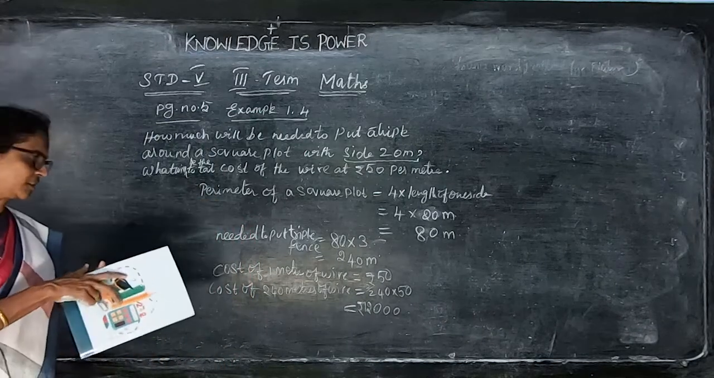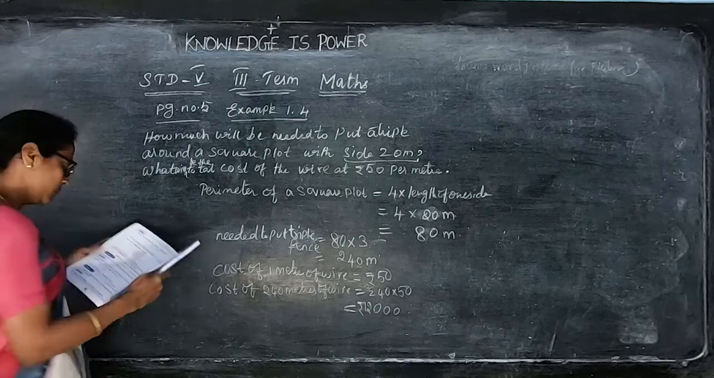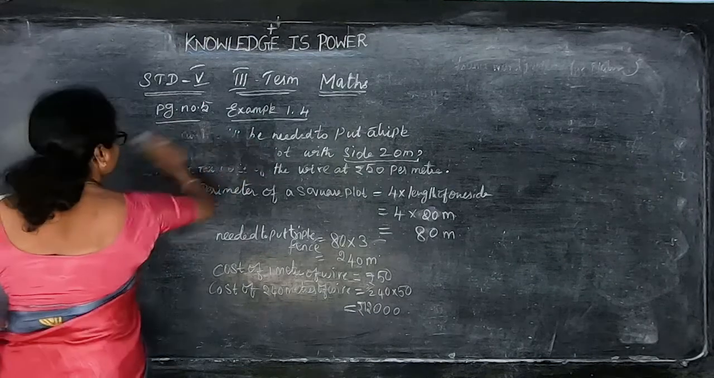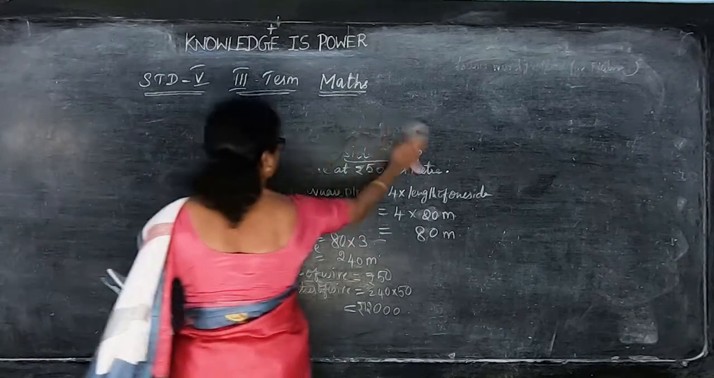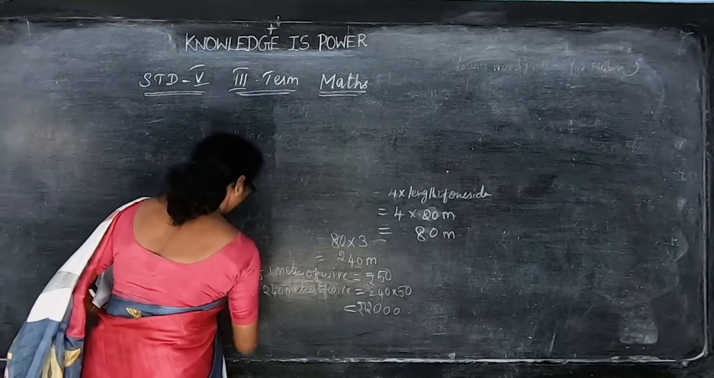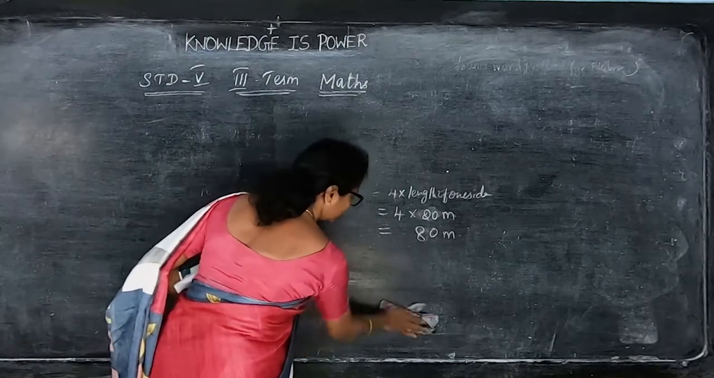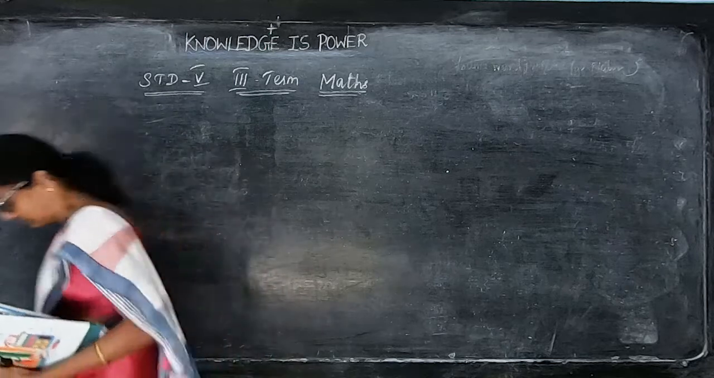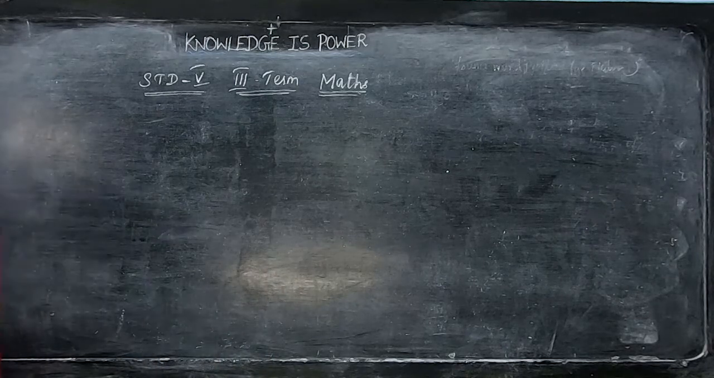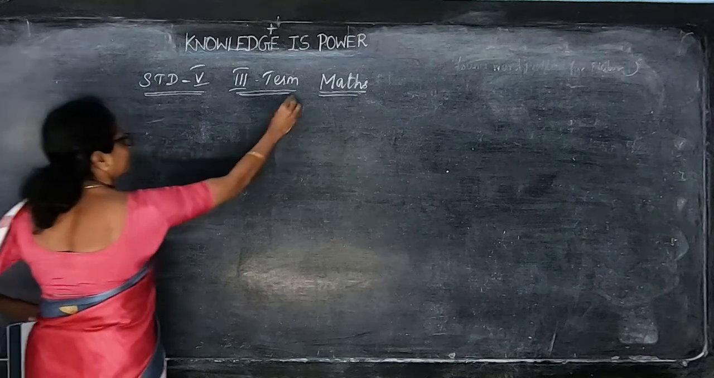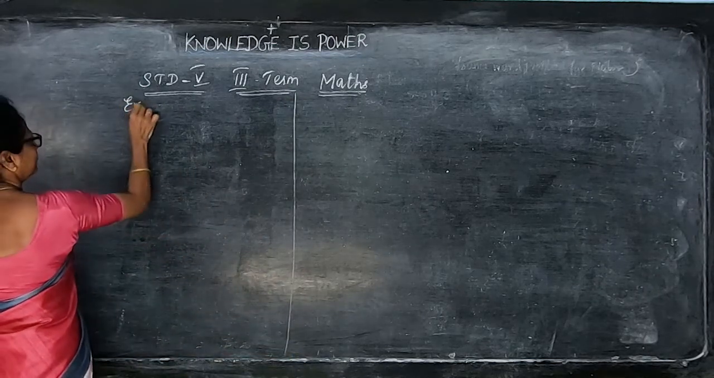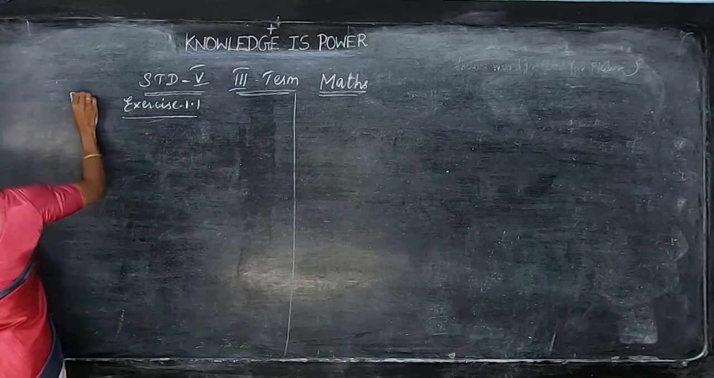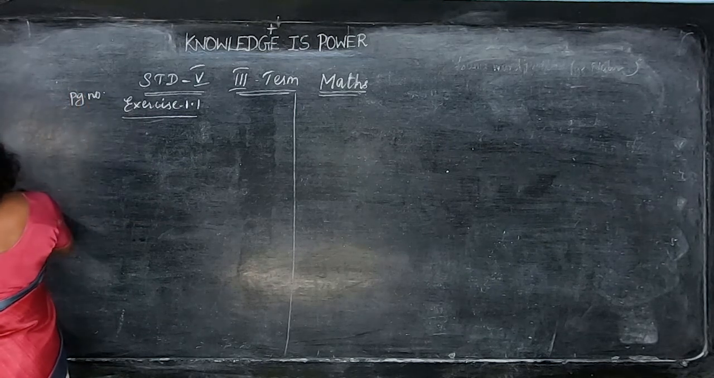Okay, children. So these are all the example sums. And now we will move on to the exercise number 1.1. This is from the page number 6. Exercise 1.1, page number 6.